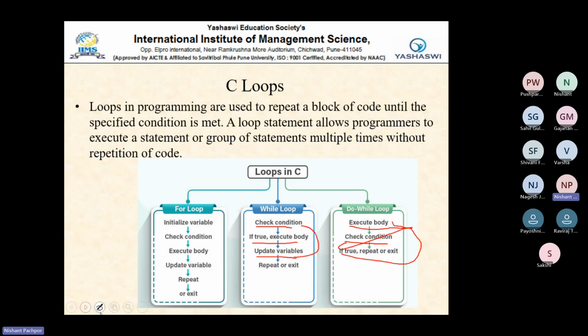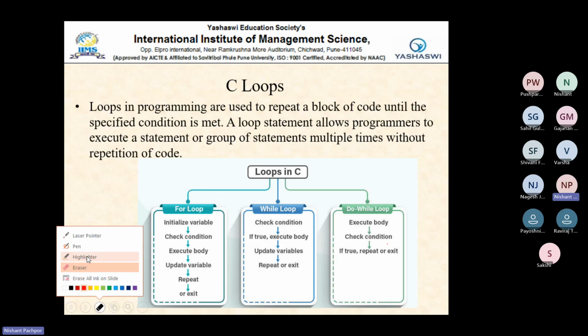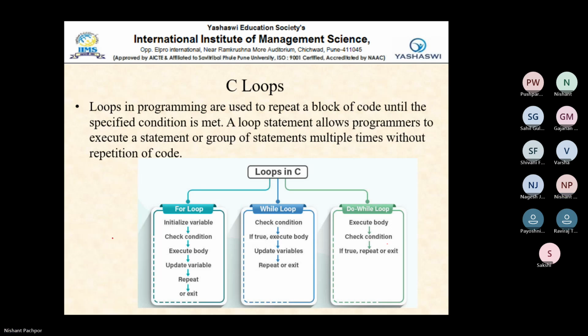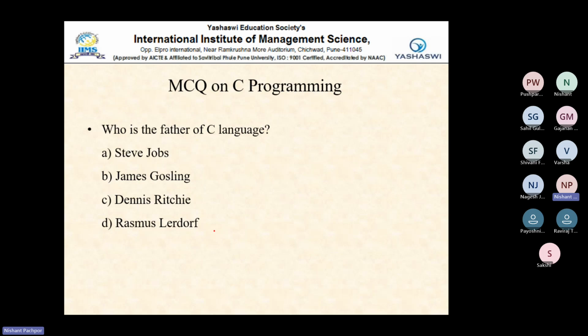So these three loops are used in C programming. These loops are used for repetitive statements I want to print. In those cases I go for the for loop, while loop, or do while loop in C programming. Now we go for some MCQs.